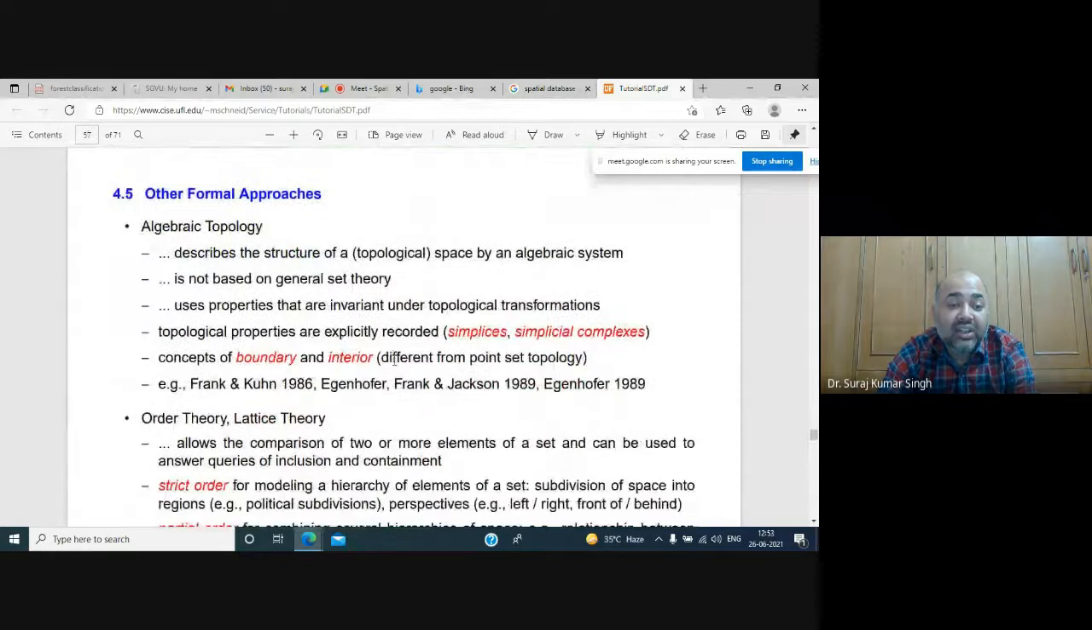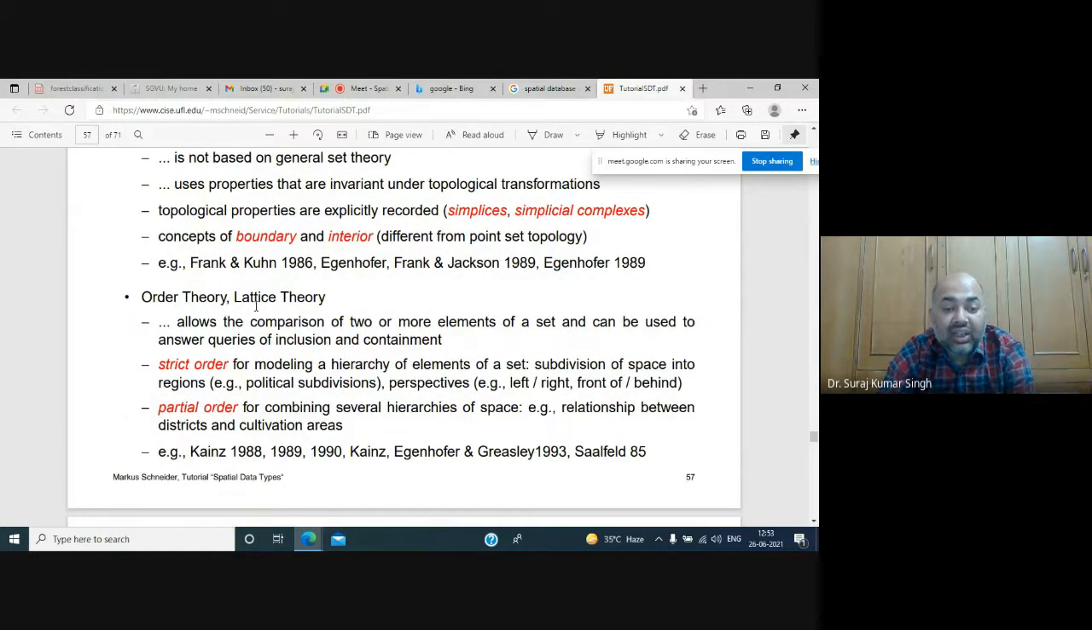And finally, the other formal approaches are algebraic topology that describes the structure of a topological space by an algebraic system. It is not based on general set theory, uses properties that are invariant under topological transformation. Topological properties are explicitly recorded, simplex concepts of boundary and interiors. Then order theory, lattice theory that allows the comparison of two or more sets of a set that can be used to answer the queries of inclusion and containment.